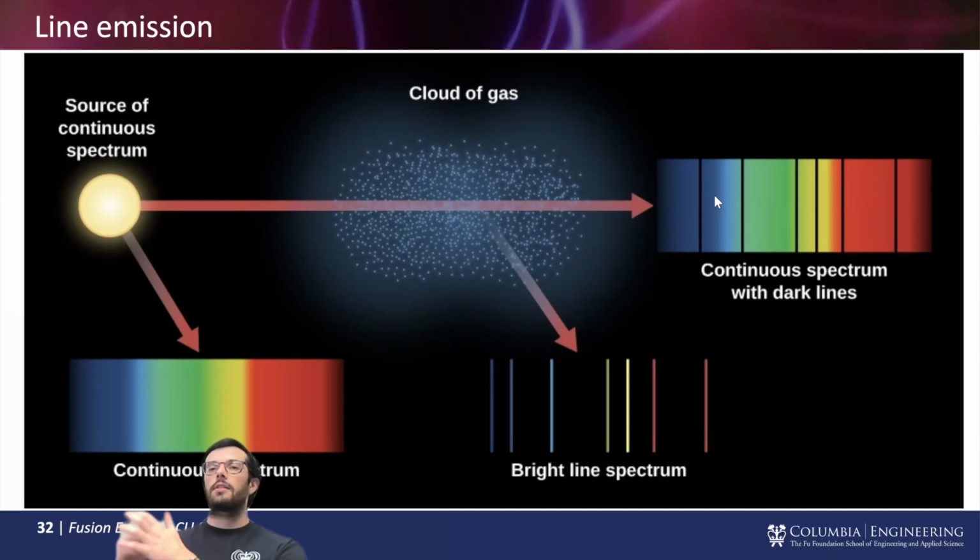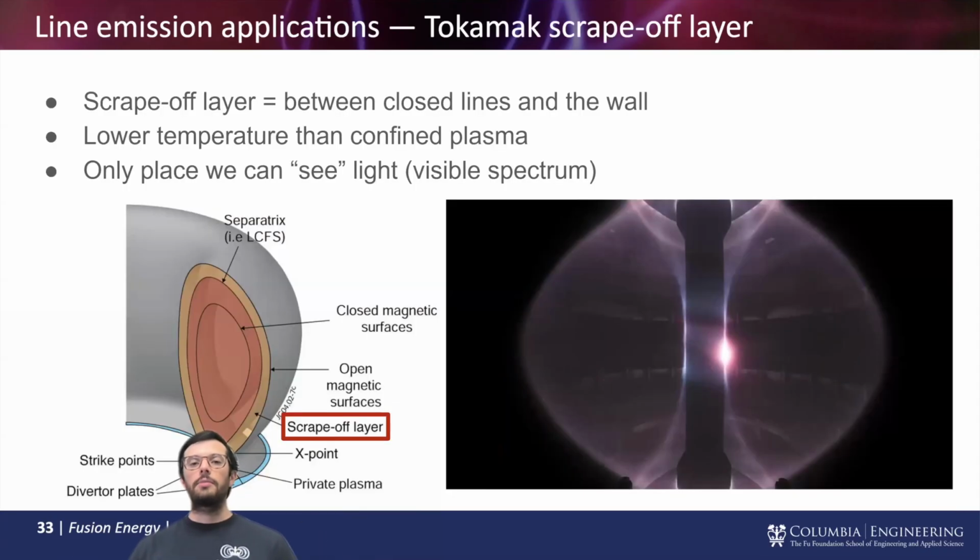So we can see that that's how these exoplanets that are light years and light years away, that's how we can tell the composition of their atmospheres, because we're looking at what frequency of light is absorbed by the gases. All right, so when do we use line emission in a tokamak?